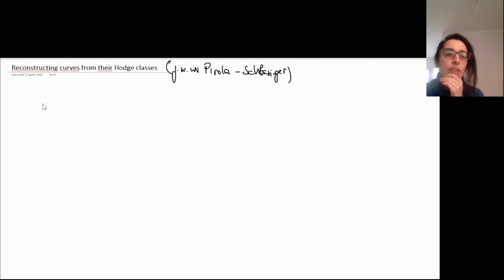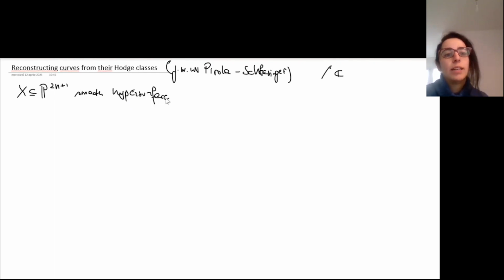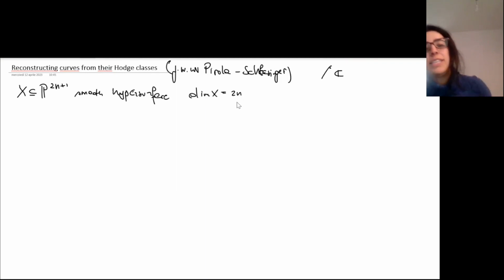Okay. So the general setting is this one I want to set down. We take X in P^(2n+1) a smooth hypersurface. I will work over C. I set it to 2n+1 just because then I need the numbers to be good, but it's really not necessary that the dimension of X is odd. It's just easier to write down. And I fix d to be the degree of X.